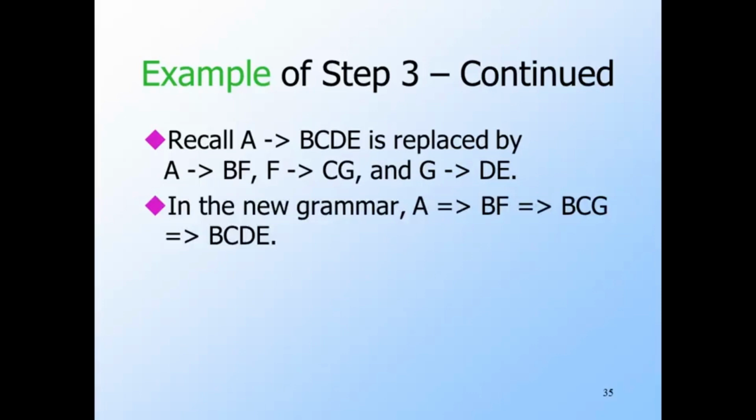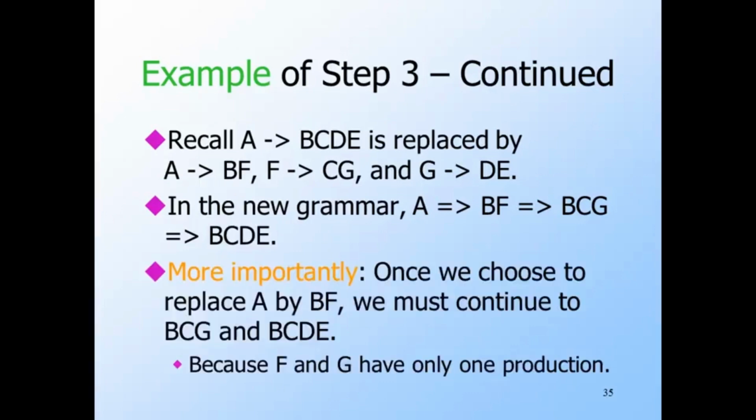These three productions can simulate the effect of the original production, although they take 3 steps to do so. Thus, making this change surely allows the new grammar to generate anything the old one did. But the new grammar doesn't generate anything the old one didn't, so the languages are the same. The reason is that once we choose to replace A by BF, we are forced to replace F by CG and then G by DE because these two variables have only one production. Thus, using A goes to BF in the new grammar is tantamount to using A goes to BCDE in the old. We thus have an argument why the transformations from clean grammars to CNF grammars do not change the language.